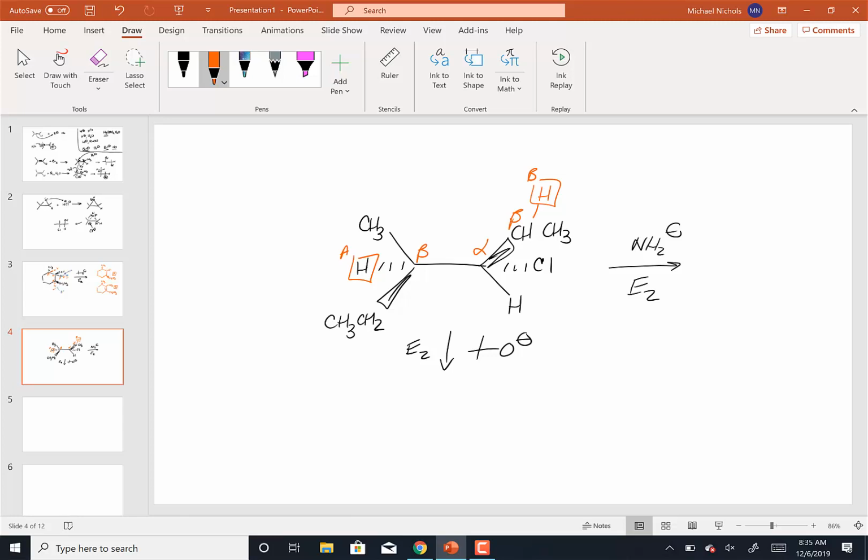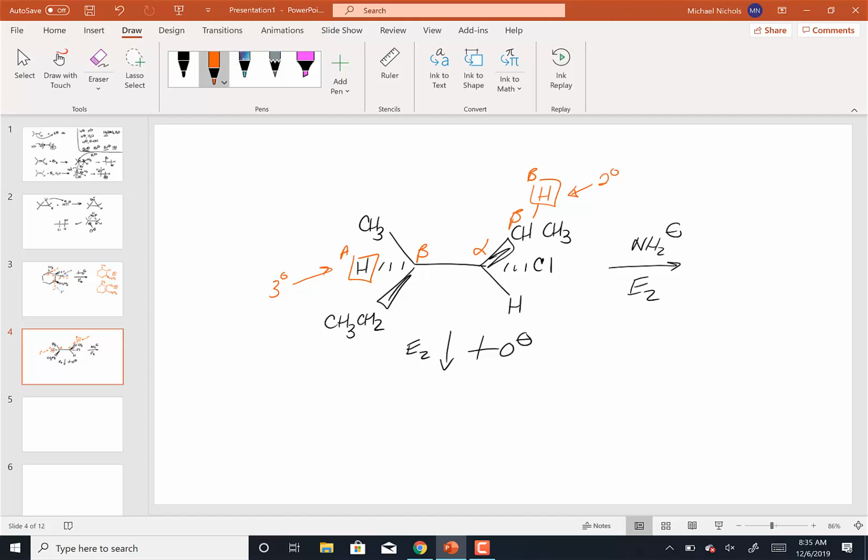B. Because beta hydrogen B is what kind of hydrogen? Primary, secondary, tertiary? Secondary. That's a secondary. What kind of hydrogen is beta hydrogen A? Tertiary. So tertiary butoxide is going after beta hydrogen B.